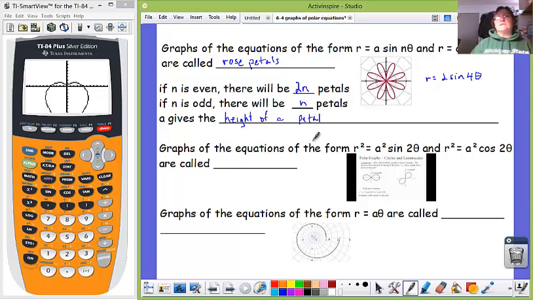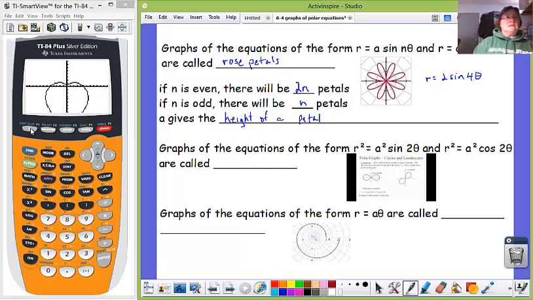If you think about that for just 1 minute, if n is even, there'll be 2n petals. So if I wanted to get 2 petals, I'd be stuck, folks, because 1 won't do it. 1 is an odd number, but you'd get 1 petal, which would be kind of silly. If you put an n of 2 in there, you're going to get 4 petals. So there are some even numbers that you cannot get, which is kind of interesting.